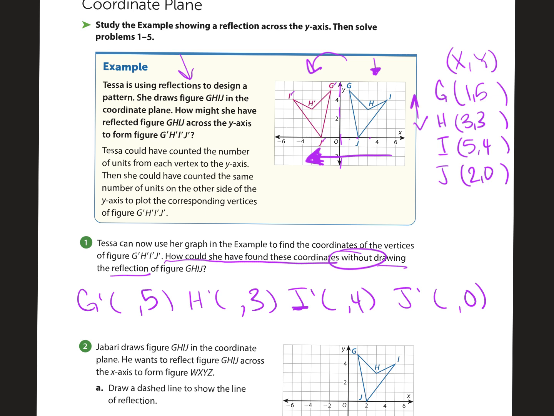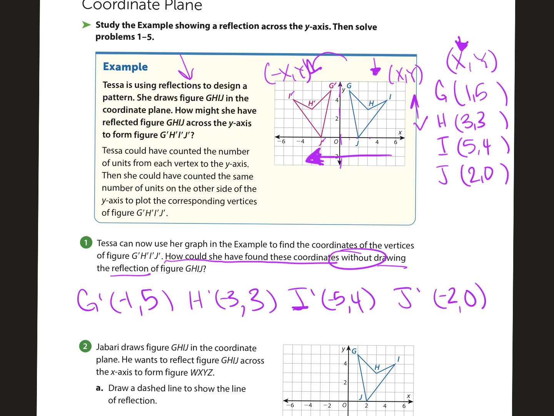Now, I did move to the left, so only my X values are affected. And since it's a reflection, my X values become their opposite. Because in quadrant 1, everything is positive. In quadrant 2, X's are negative, Y's are positive. So all my X's are now just going to become their opposite. They're going to be negative. So G prime is negative 1, H prime is negative 3, I prime is negative 5, and J prime is negative 2.